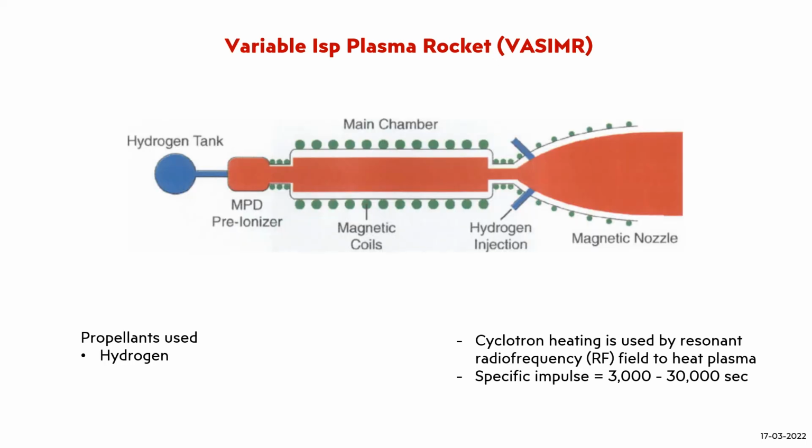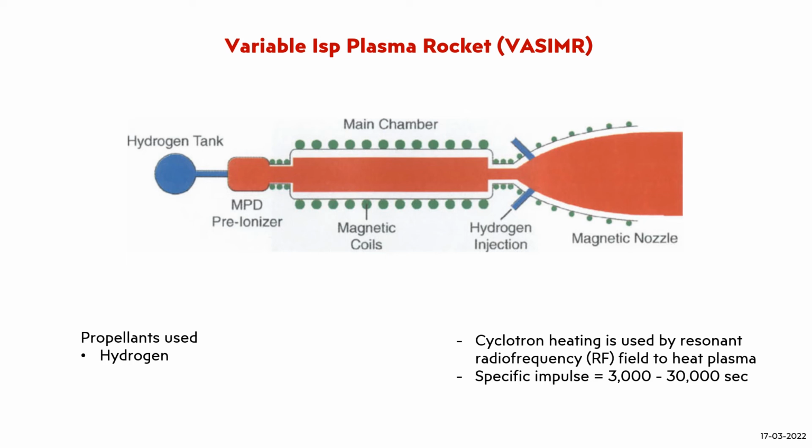Now coming on to the variable specific impulse plasma rocket, that is VASIMR. A plasma rocket uses a magnetic field to confine a plasma and electromagnetic energy to heat it. In the VASIMR concept, hydrogen is ionized and injected into the main chamber by a magnetoplasmadynamic, that is MPD, device. The magnetic field isolates the plasma from the chamber walls so that the temperature can exceed the material melting limit and therefore reach very high specific impulse. In the main chamber, electron and ion cyclotron heating is used by applying a resonant radio frequency (RF) field to heat the plasma, which is then expelled through the magnetic nozzle.